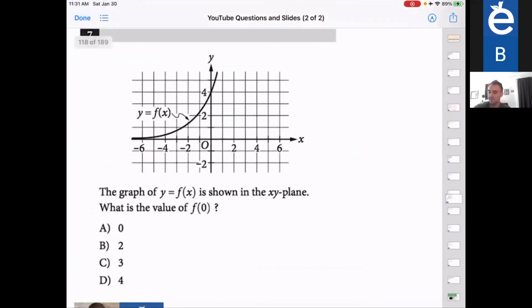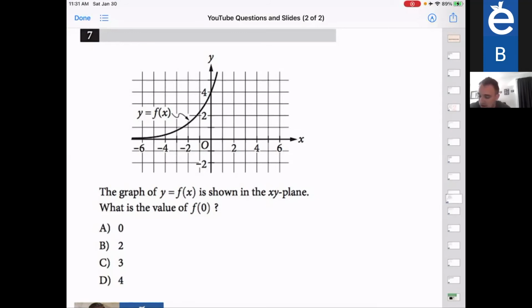Let's look here. Pretty simple one. It says the graph of y is equal to f of x is shown in the xy plane. What is the value of f of 0? Once again, remember that f of 0, they're just telling us plug in 0 for x. So if we plug in a 0 for x here, what do we get?